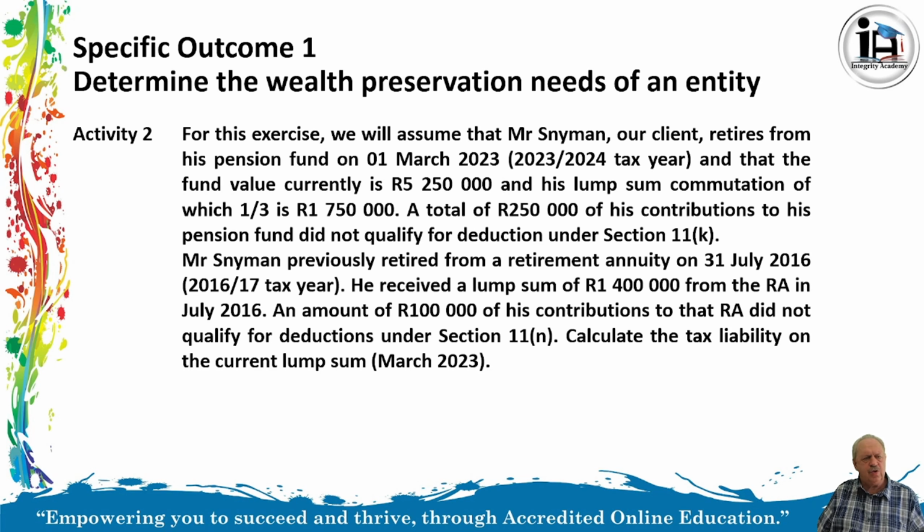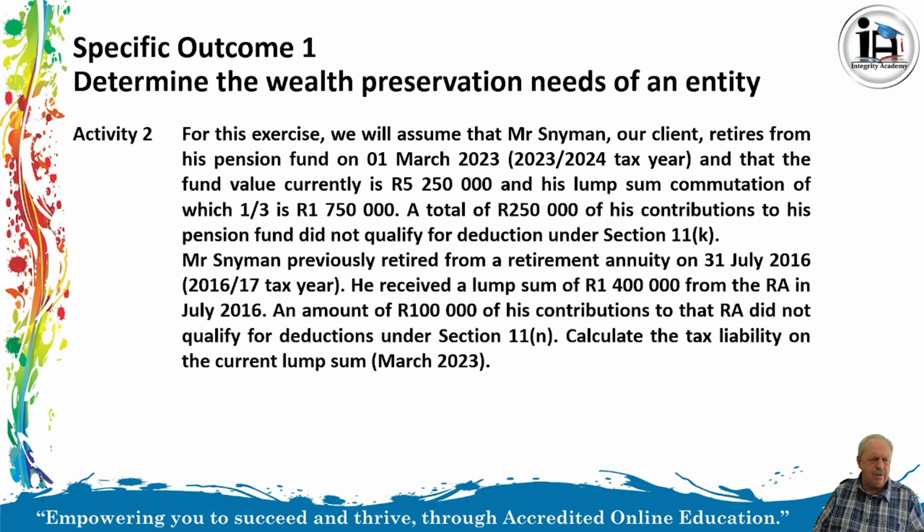For this exercise, we'll assume that Mr. Snyman, our client, retired from his pension fund on the 1st of March 2023. Now, that could be any time in the tax year for the year 2023-2024 up till next year, February, as the values should stay the same during the tax year. His current fund value, the fund value is the total amount in his pension fund, is 5,250,000. Now, according to the pension fund rules, you can only withdraw 1/3 of that amount. If we work out the 1/3 amount, it works out to 1,750,000 that he can withdraw from the fund.